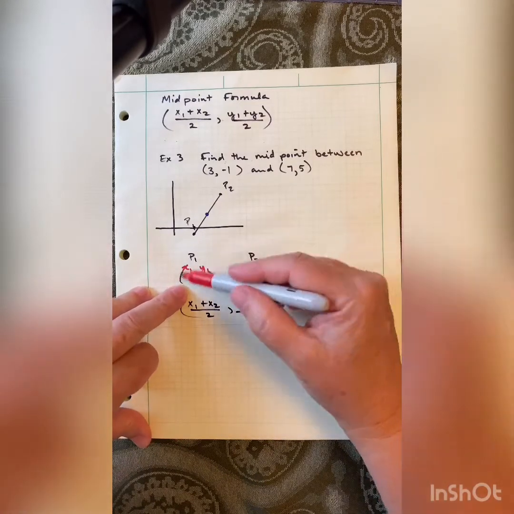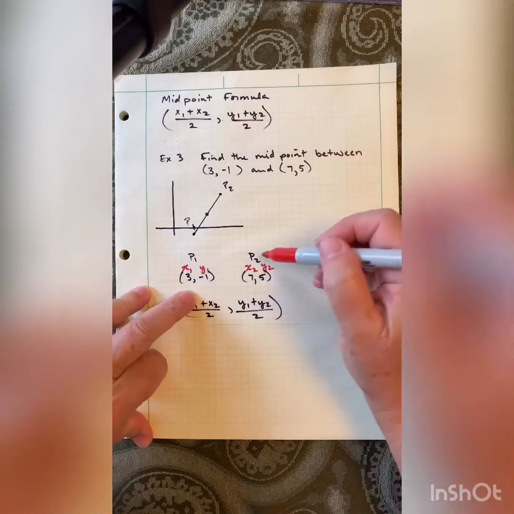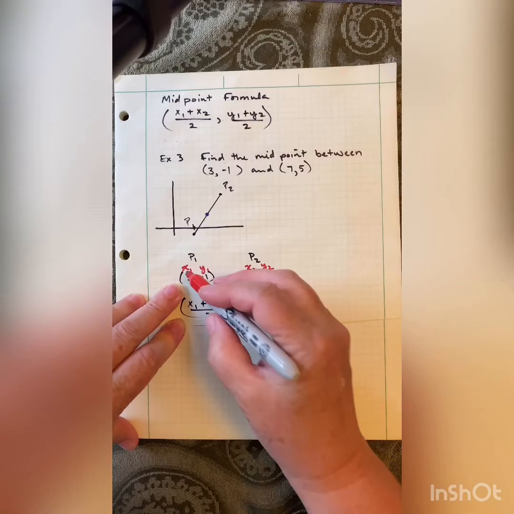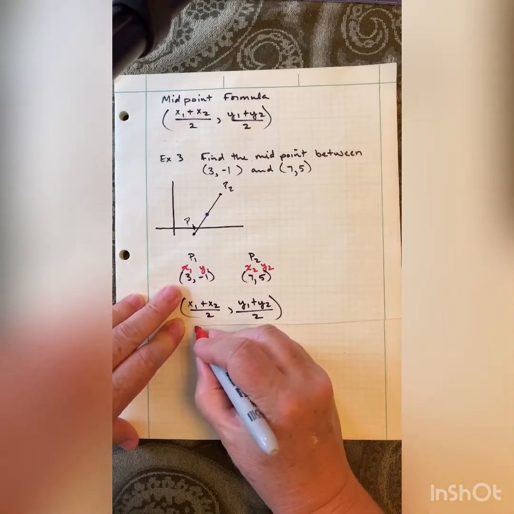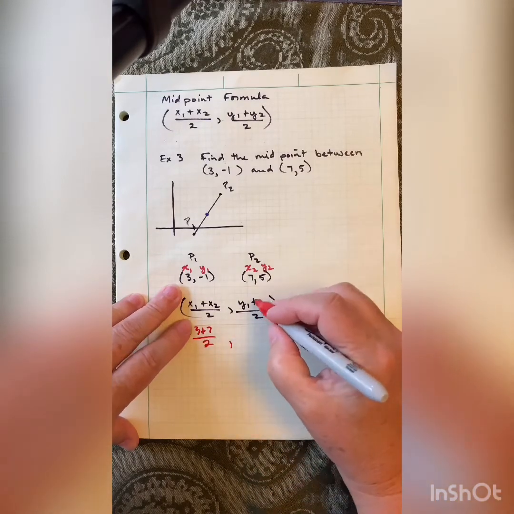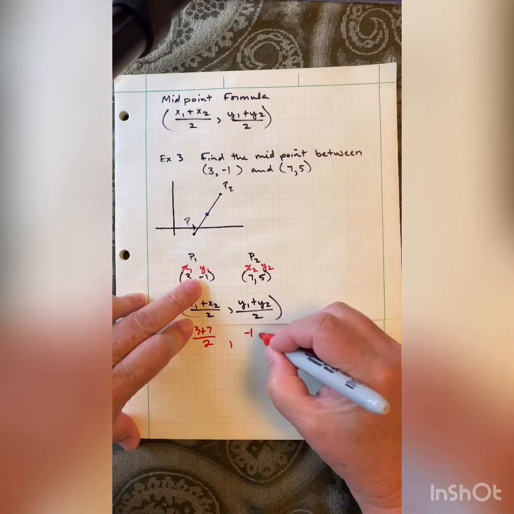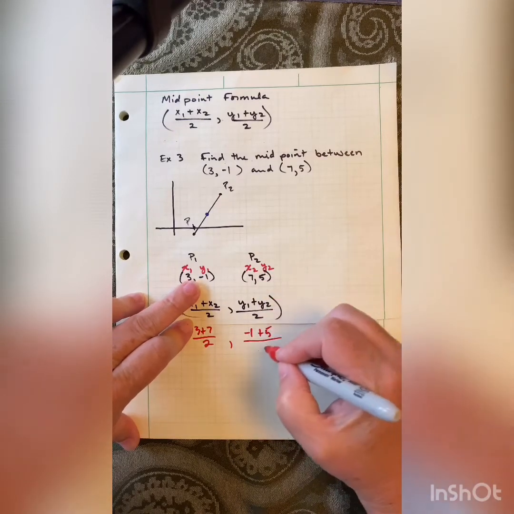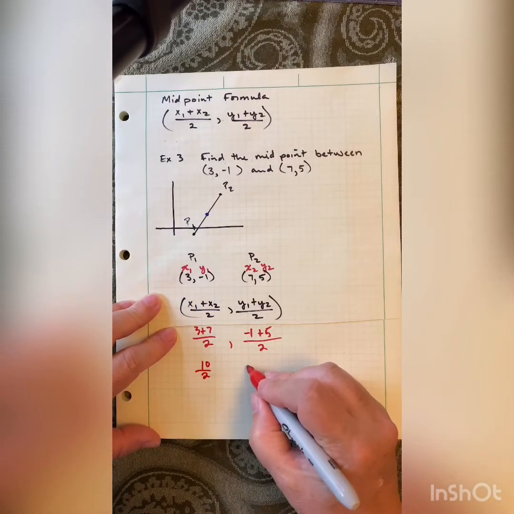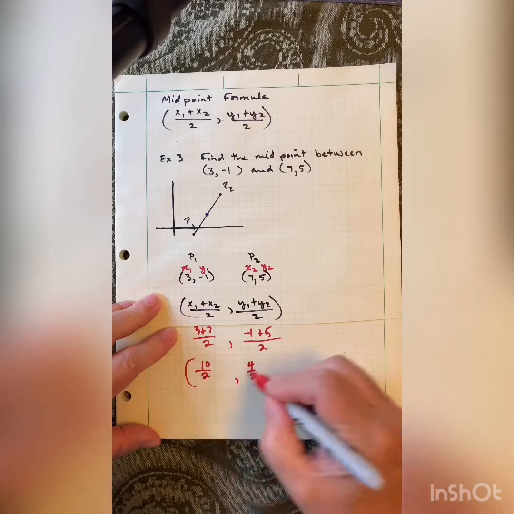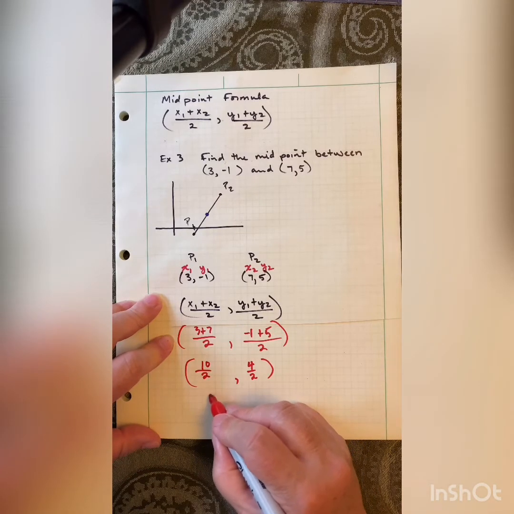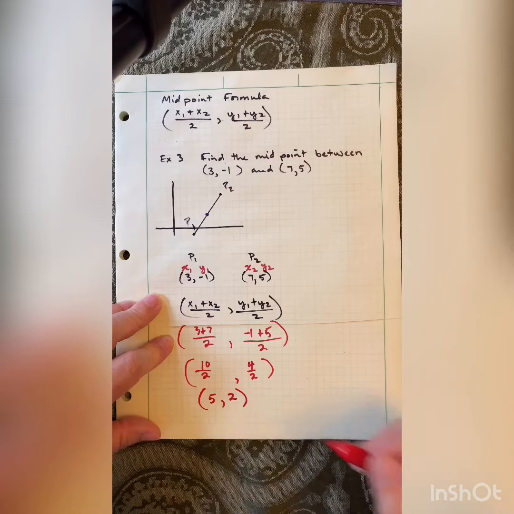Okay, so again, my point 1, here is my x1, y1, point 2, so x2, y2. So here's my formula. Let's just plug it in. x1 is 3 plus my x2 is 7, and put that over 2. My y1 is negative 1 plus my y2 is 5, and put that over 2. Okay, so this gives me a 10 over 2. This gives me a 4 over 2. Reduce it down. Remember, fractions, you always have to clean it up. (5, 2) would be my midpoint.